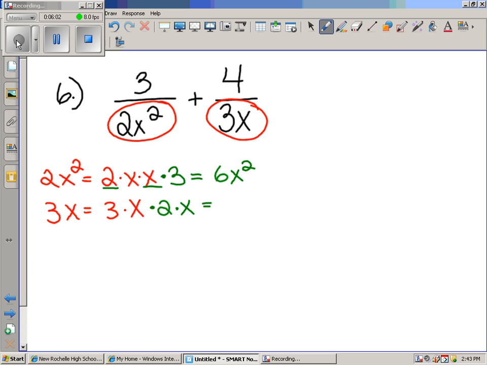6x squared. And what about this one? 3 times x times 2 times x. Yeah, 6x squared. All right. Whoops. And let me fix something because it's not correct mathematically.